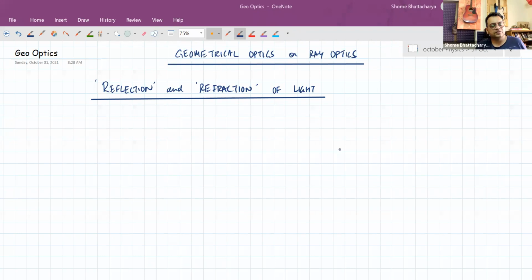Okay. So reflection and refraction of light. Okay. So yeah, Shikhar, Blue House, you can leave about 6-7 pages for completion of wave optics. Okay.